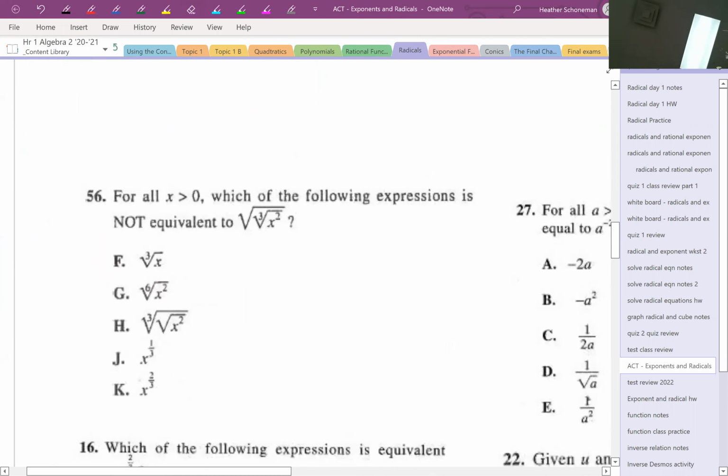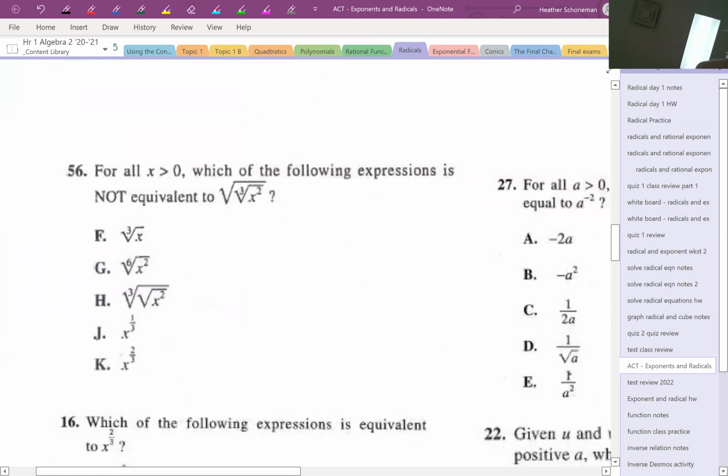This one, another one that looks complicated, but let's just break it down. Let's just focus on the part that's under the radical. See if we can simplify that. But remember also too, I should have probably read the question, is for all the x is greater than 0, which of the following expressions is not equivalent? So which one is not the same? So we got to find a bunch of these are going to be the same. We got to figure out which one is not the same.